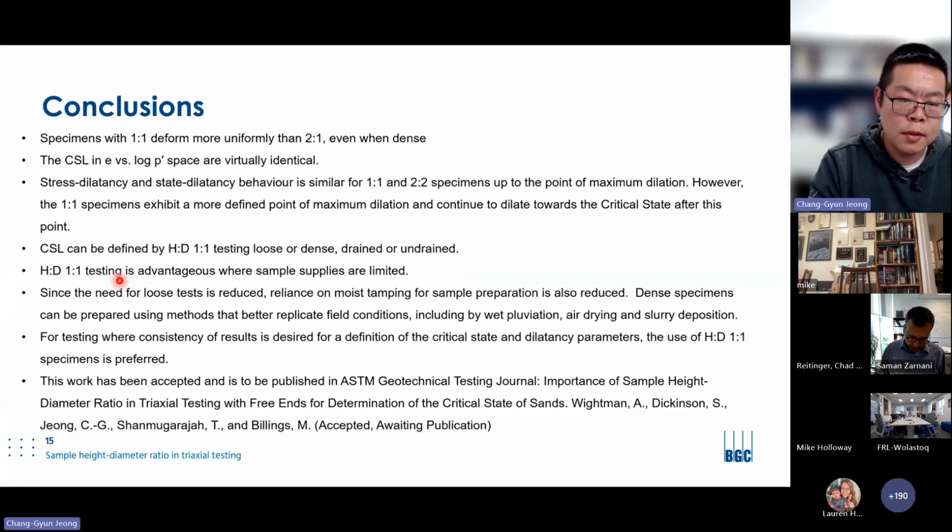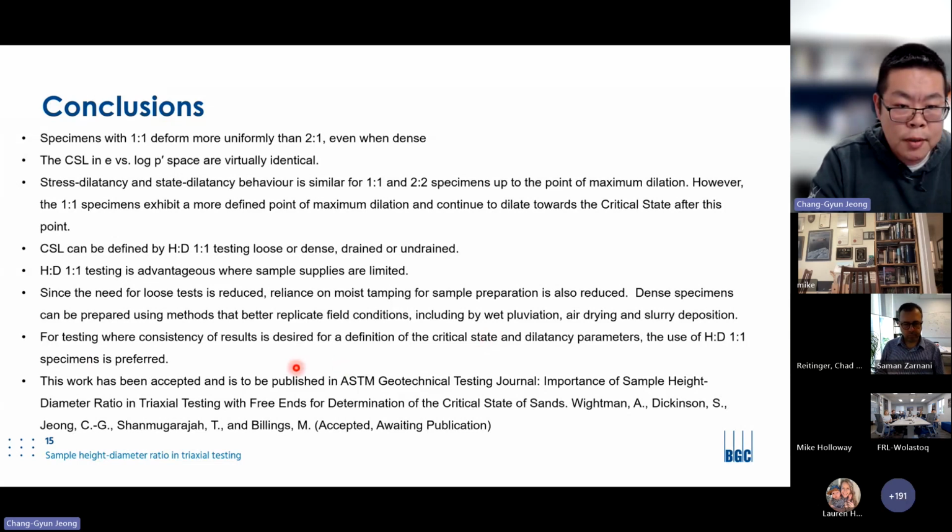And height to diameter 1-to-1 testing is advantageous when sample supplies are limited. It literally only needs half of the 2-to-1 test volume. And since the need for loose tests is reduced, the reliance on moist tamping for sample preparation is also reduced. This is a different topic, but we can prepare the samples using various methods. And for testing where consistency of results is desired for definition of the critical state and dilatancy parameters, the use of height to diameter 1-to-1 specimens is preferred.